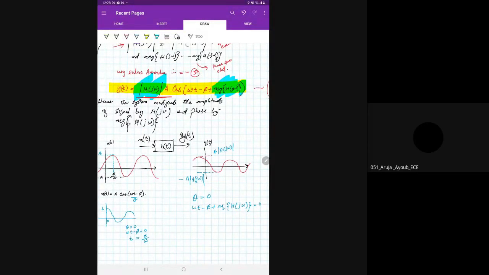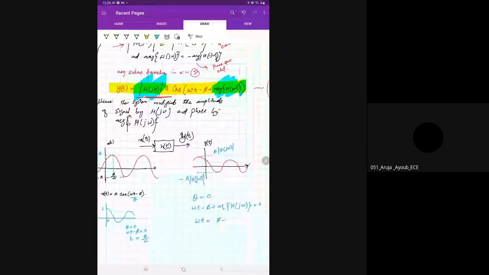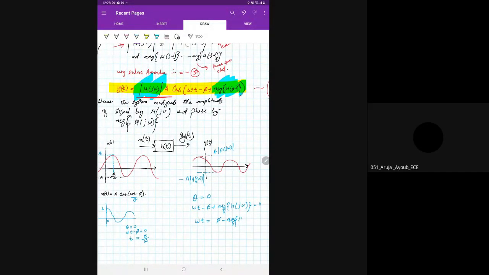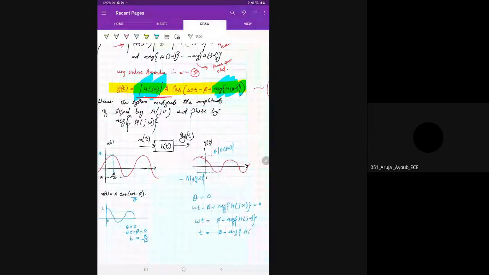Okay, we have to calculate t here. So omega t will be equal to phi minus argument of H of j omega. Then t will be equal to phi minus argument of H of j omega divided by omega.